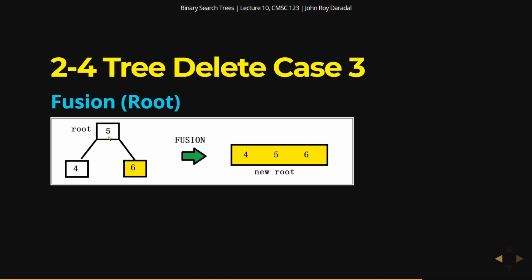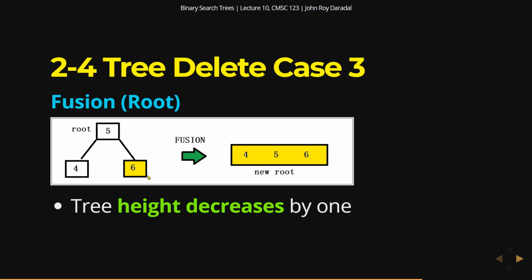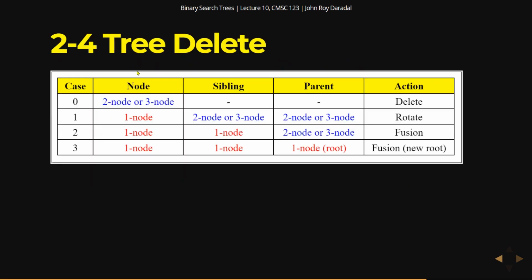So if the parent is already the root and the sibling is also a 1-node, then we'll just fuse all 3 together to form the new root. Okay, so yeah, that is case number 3. So in this case, the tree height will decrease by 1 because the root here was fused into the children. Okay, so it decreases by 1. So this is the only time that the height will decrease in the tree.